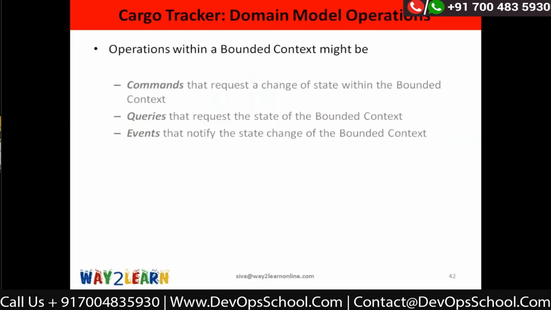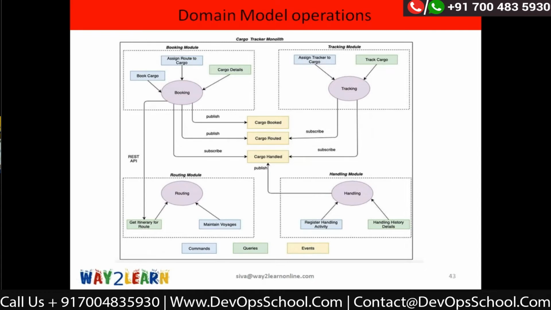So once you are done, then you have to identify what all domain operations. You create your domain model, aggregates, entities, and value objects. And what all operations can we apply on my domain model? That is nothing but commands, queries, events. Commands are the requests that change the state of the bounded context. Queries request the state of the bounded context, and events notify the state changes. So this is the diagram I want you to keep in mind so that I can proceed with code now.